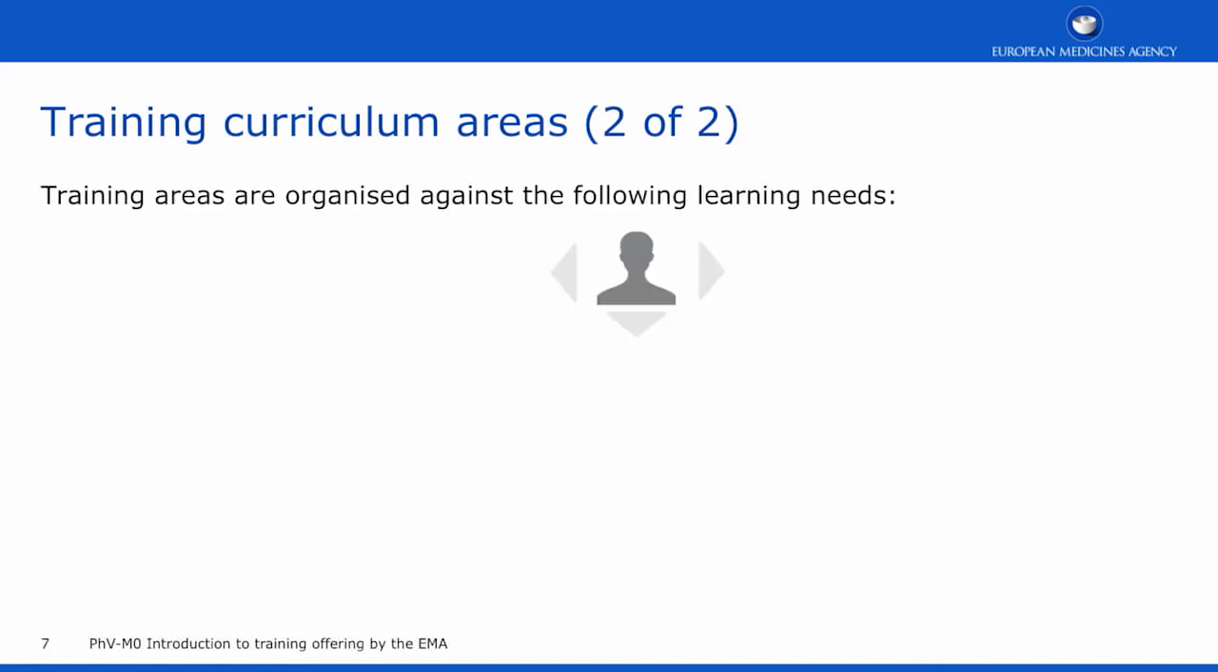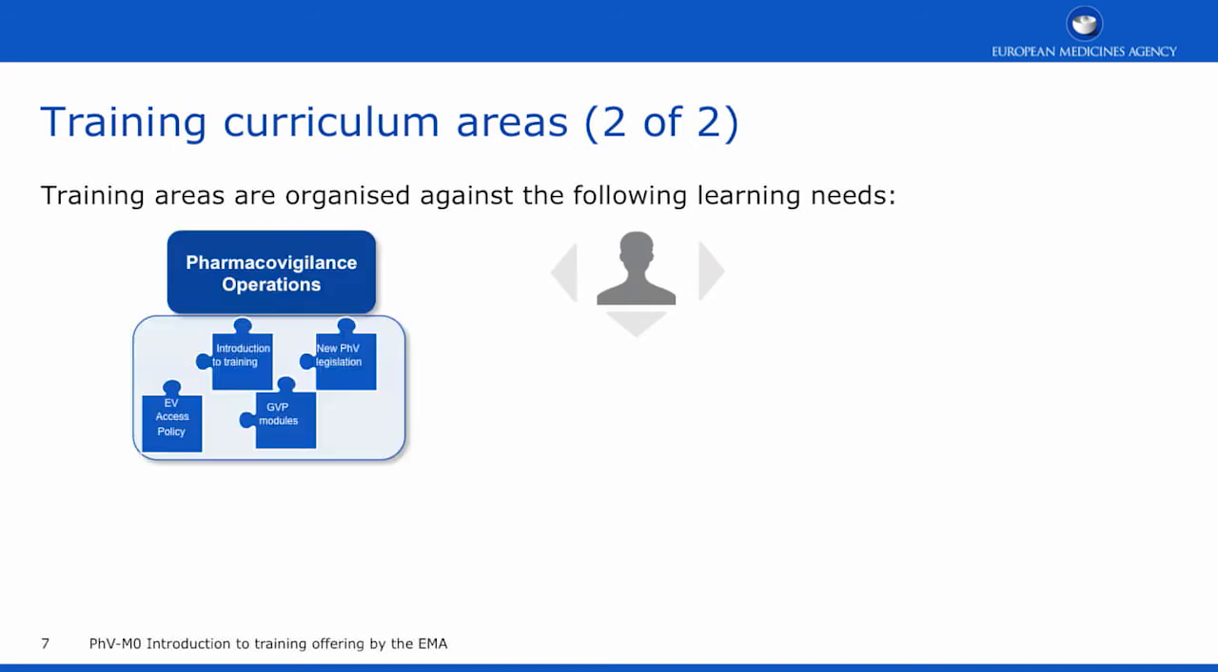So the 3 training areas have been aligned with the identified learning needs of our key stakeholder groups. The first one, pharmacovigilance operations, aims to explain the key changes in the standards and guidelines and how these are affecting the pharmacovigilance activities. So we have prepared modules around the revised EudraVigilance access policy, the revised good pharmacovigilance practice modules, in particular Module 6 and Module 9, and the new 2010 pharmacovigilance legislation.